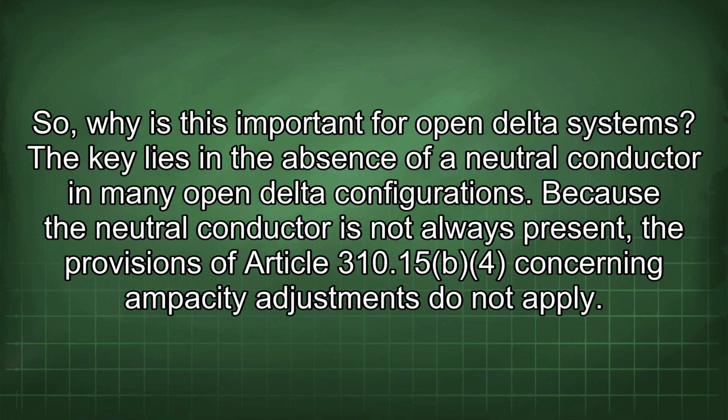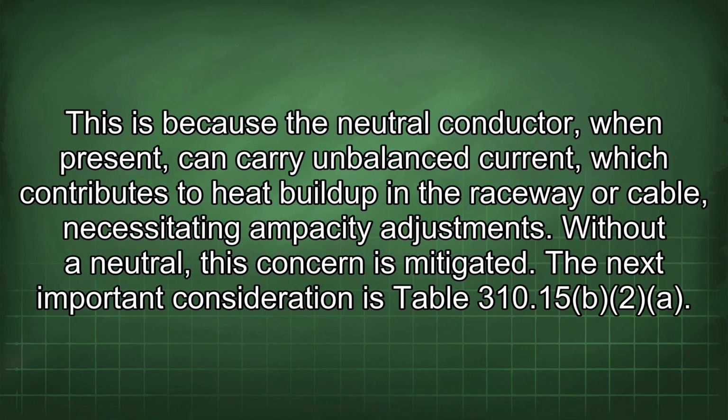So, why is this important for open delta systems? The key lies in the absence of a neutral conductor in many open delta configurations. Because the neutral conductor is not always present, the provisions of Article 310.15 concerning ampacity adjustments do not apply. This is because the neutral conductor, when present, can carry imbalanced current, which contributes to heat buildup in the raceway or cable, necessitating ampacity adjustments. Without a neutral, this concern is mitigated.